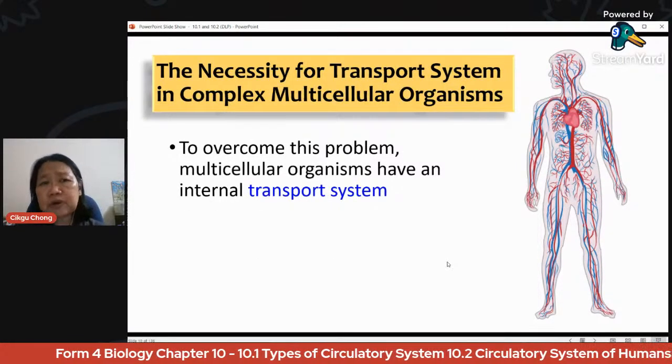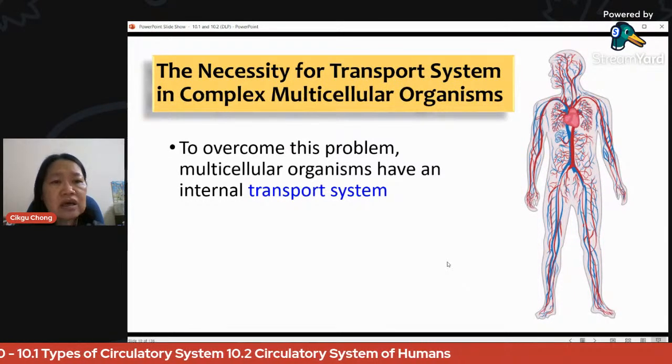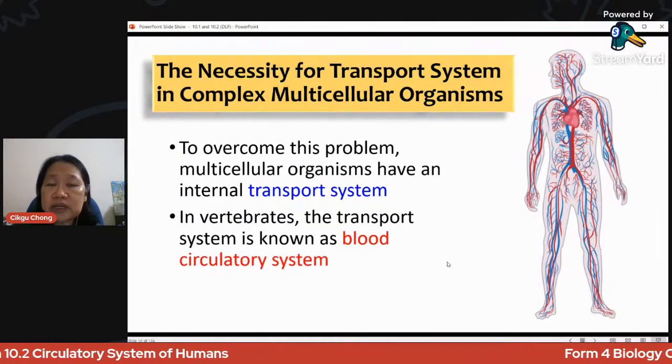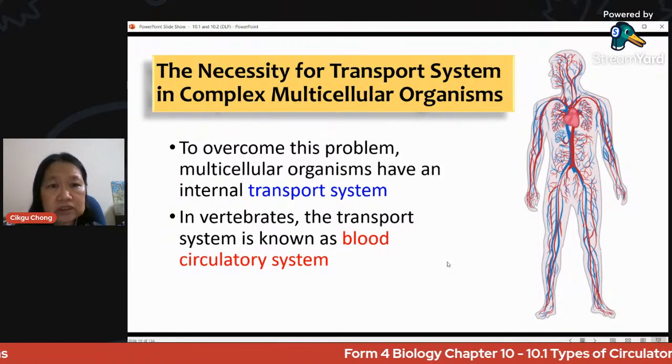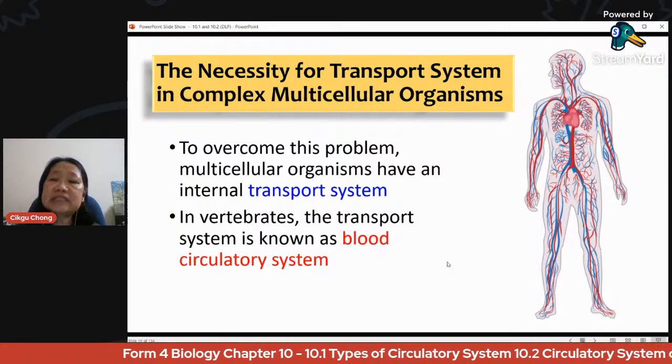Okay, so to overcome this problem of small TSA per V, multicellular organisms have an internal transport system. So in vertebrates, the animals with backbones, this transport system is known as the blood circulatory system.